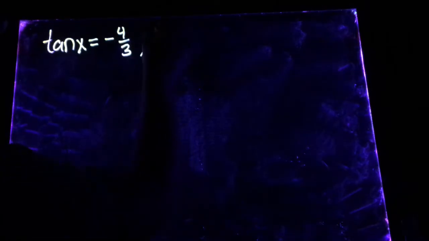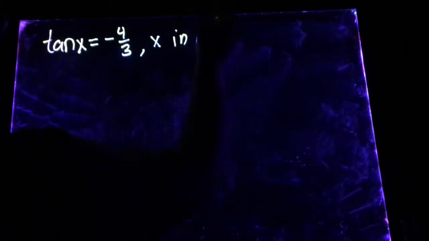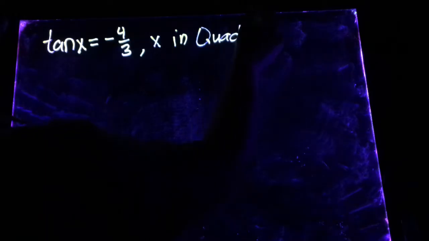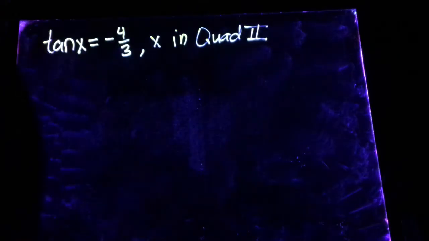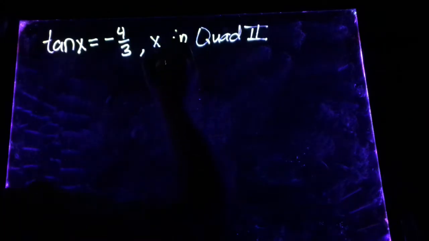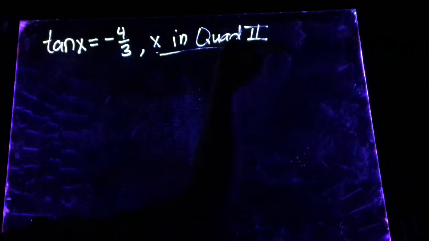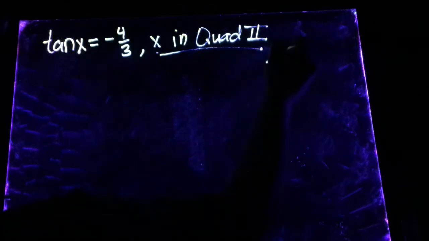Okay, the last equation that we're going to be learning how to solve is for tangent, and that is going to be with tan x equals negative 4/3, and x is in quadrant 2. The only thing that this x in quadrant 2 means is if you had to solve for cosine and sine individually, cosine would be negative because of its placement.